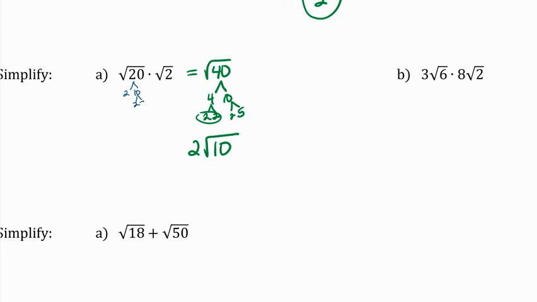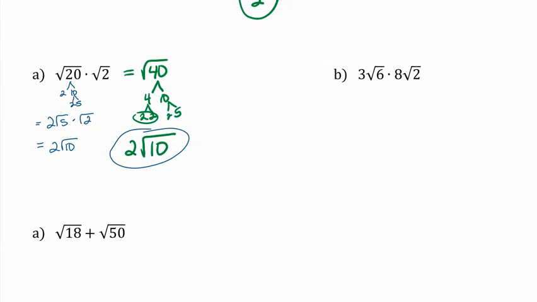Sometimes it works out where you can simplify these first. So I could look at the 20 here this way and simplify this one to 2 radical 5 times radical 2. And then we still get 2 radical 10. Either of those are fine. Sometimes they won't simplify and you have to simplify after you multiply. So I tend to do it that way, but either way works there.